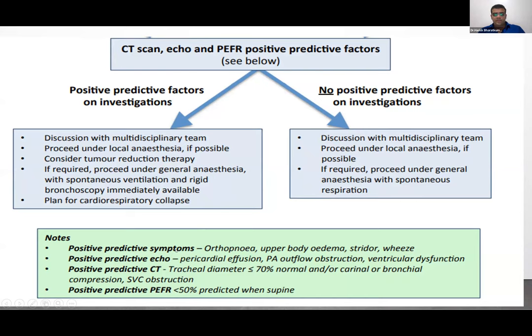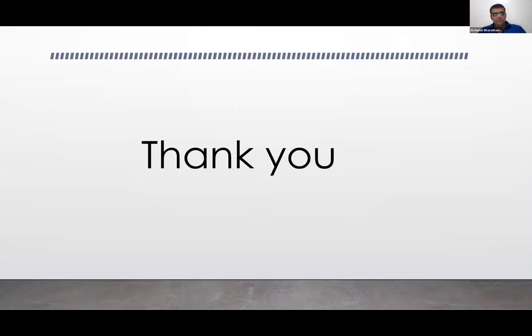So the positive predictive symptoms are orthopnea, upper body edema, stridor. On echo, you look for pericardial effusion, pulmonary artery outflow obstruction, ventricular dysfunction. Then on CT, we look for tracheal diameter narrowing, carinal or bronchial compression, SVC obstruction. And on PEFR, if this is less than 50% of the predicted when supine, all these are high risk factors. Thank you.